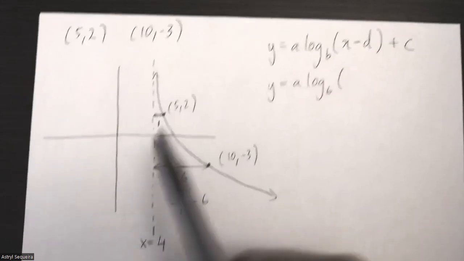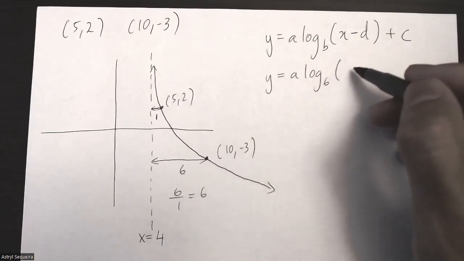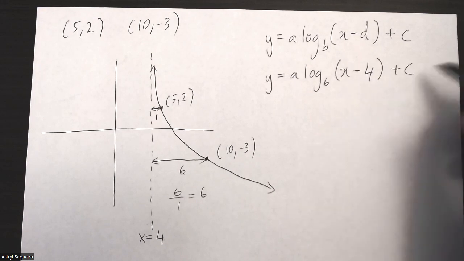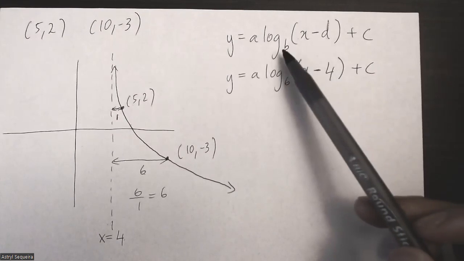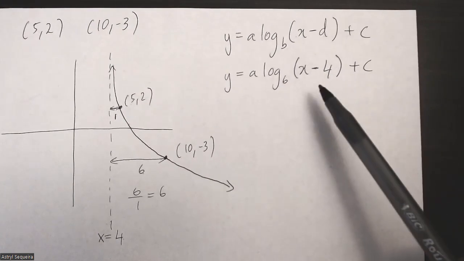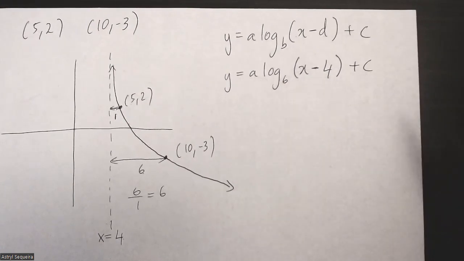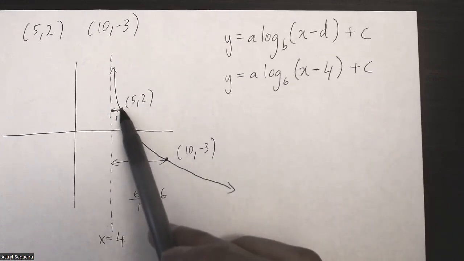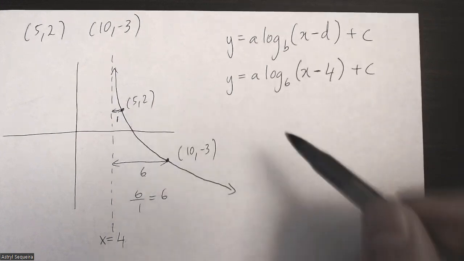The d value is just the vertical asymptote, which is basically shifted 4 units to the right. So it's x minus 4 plus c. So I've established my b and d value. I just need to find my a value and my c value next. In order to do that, I just need to sub in my points. I'll always start with the first point.